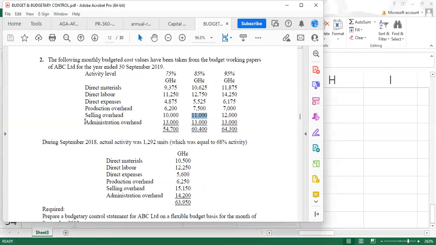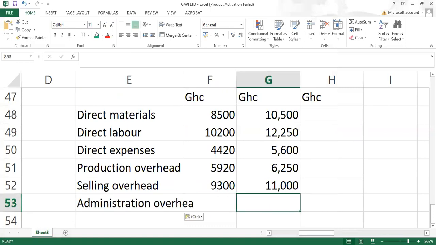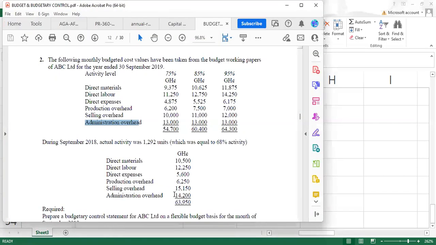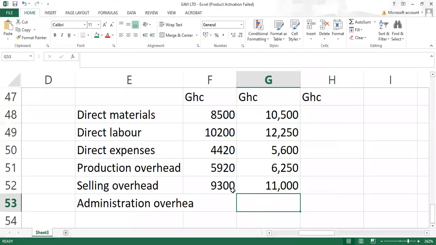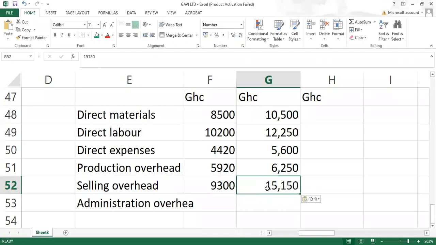The next one is administrative overhead. Can we say something about administrative overhead? Actual cost is what? 14,200. What am I doing? Selling. Selling is 15,550. And this is 14,200. What can you say about administrative overhead?